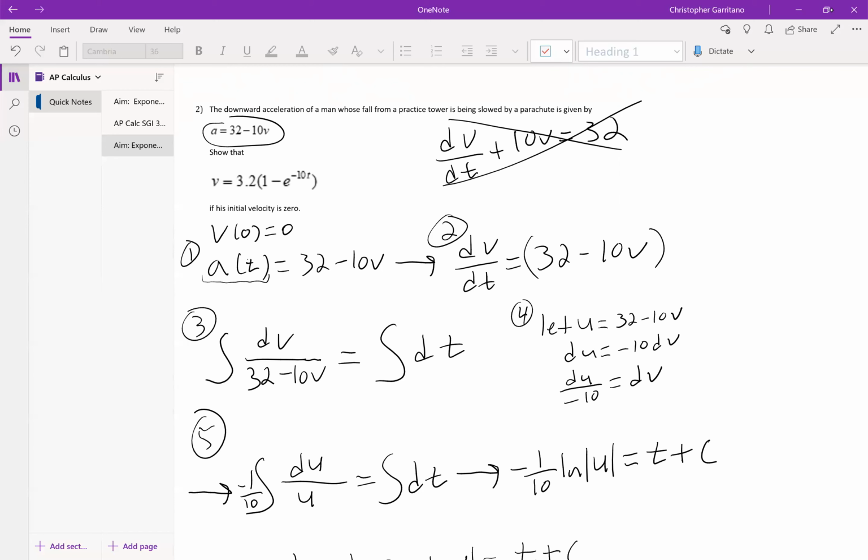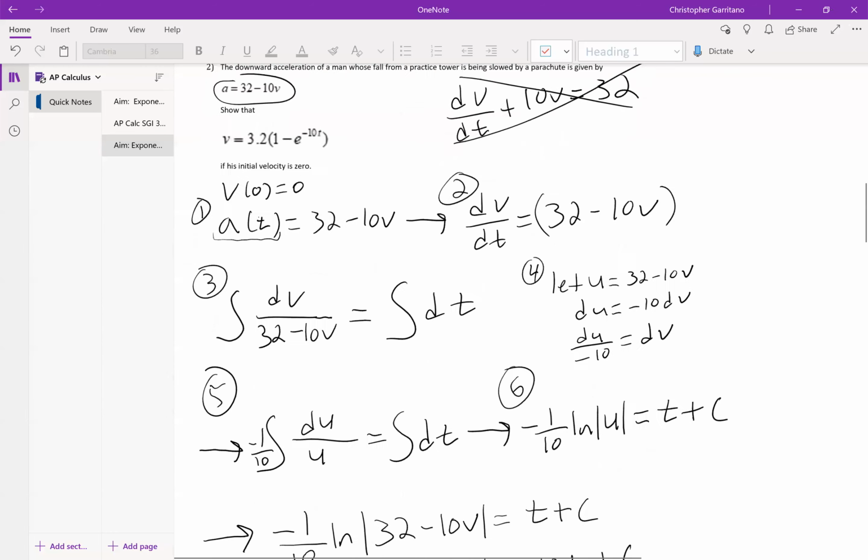That negative 1/10 I've pulled out front, which you can do when you're integrating, and also when you're differentiating, you can pull the constants out front. So that's what I've done here. So the left side now is simply negative 1/10 integral of du over u, and that is still equal to the integral of dt. All right, step 6 is now to integrate: negative 1/10 ln absolute value of u is equal to t plus c.